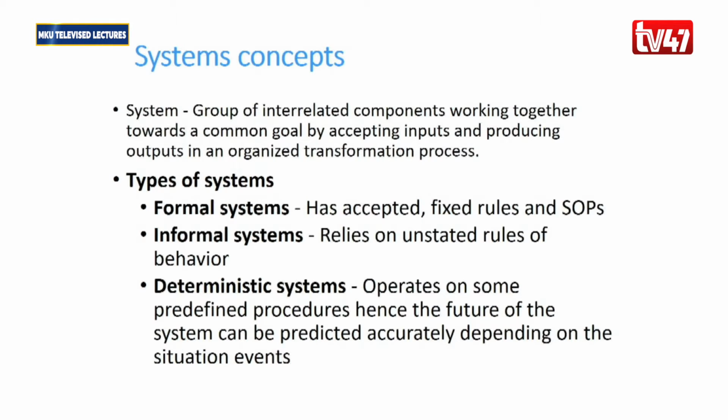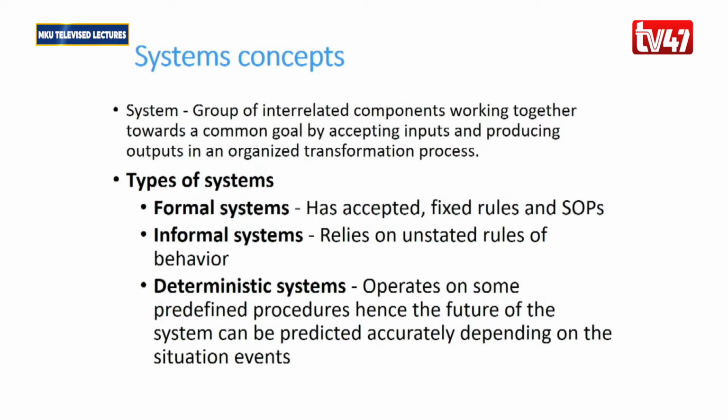In reality, we have several types of systems. We have formal systems, informal systems, deterministic systems, probabilistic systems, closed systems, and open systems. All these can even work together, or you can find a particular system combining the characteristics of some of these types. A formal system usually has some accepted and fixed rules and standard operating procedures.